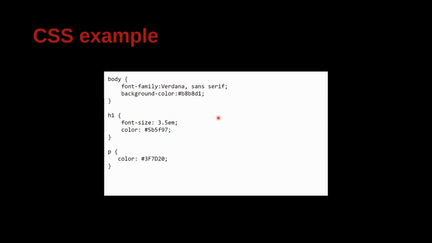Then here for H1, we're changing the font size from the default, and we're changing the color from the default. And then for the paragraph tag, we're changing the color from the default. So we have some idea of what this is going to do. Now, notice this is just sort of floating out on its own. So we need to think about how we get this together with our HTML.